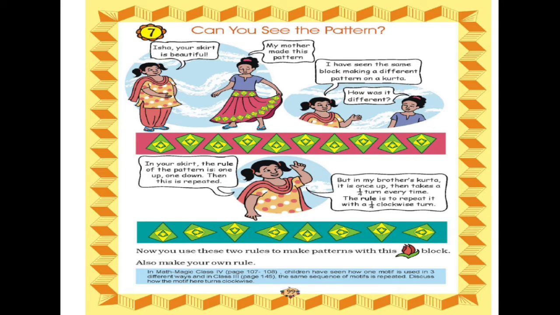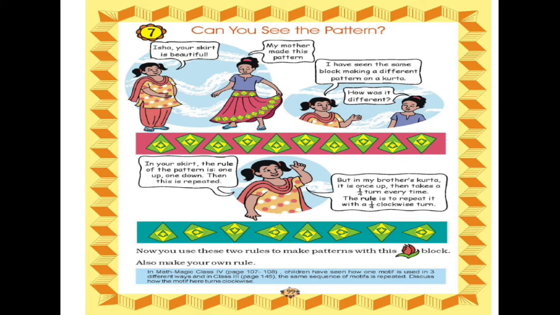Then the girl is saying that in your skirt the rule of the pattern is one up and one down. Then it is repeated. Now can you say that the girl is saying correct? So carefully look at this pattern. You can see that one is upward and the second one is downward. Again one is upward and the second one is downward. So this way all the designs are repeating.